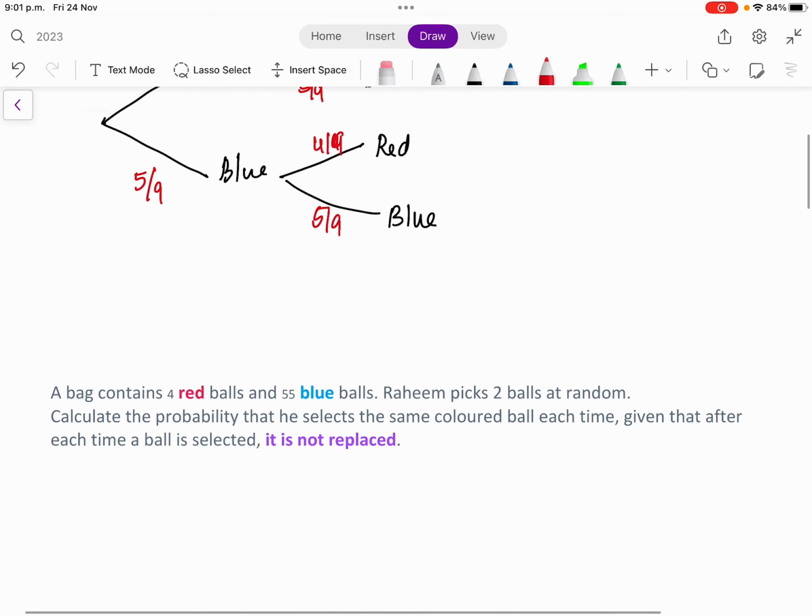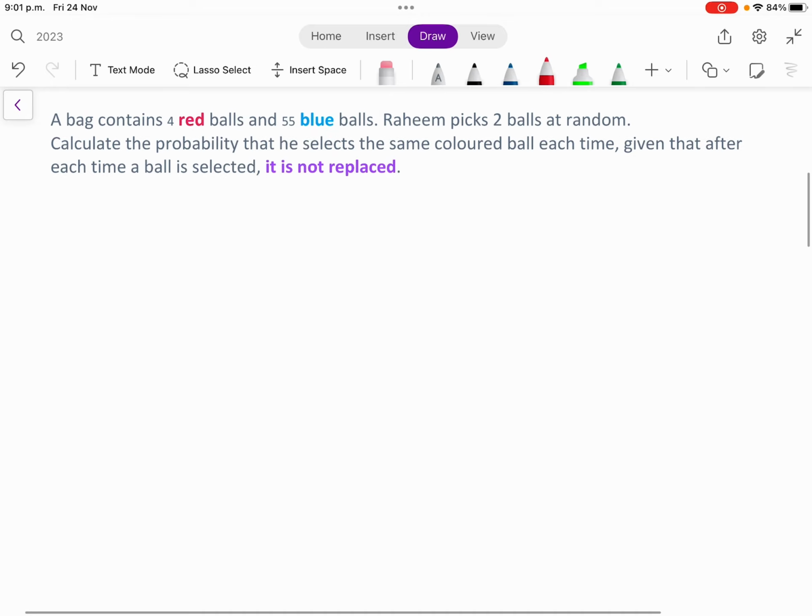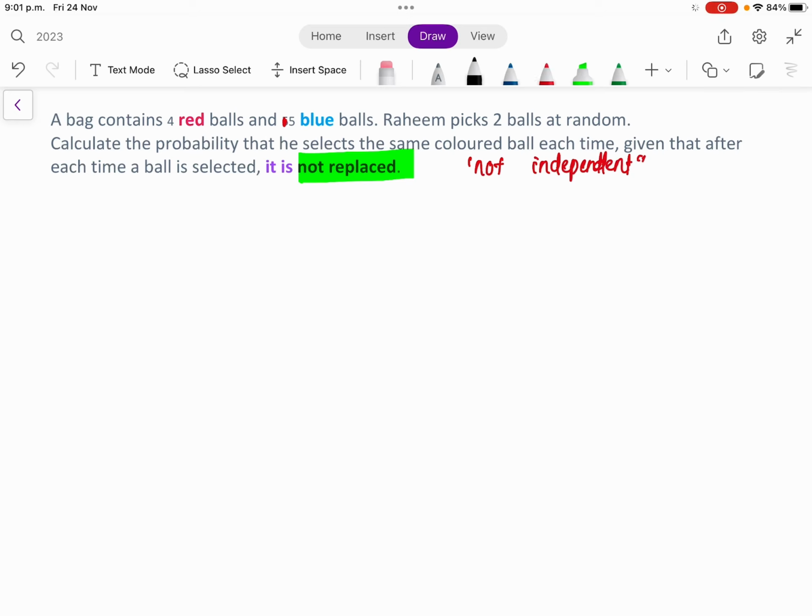Okay, now we are moving on to the second case. It's the same scenario. He has 4 red balls and 5 blue balls, but it is not replaced. So which means that these are not independent. They are dependent events. In this case, the probability differs. So we will start by drawing the tree diagram. So I have red and blue here, and I have red and blue in this case.